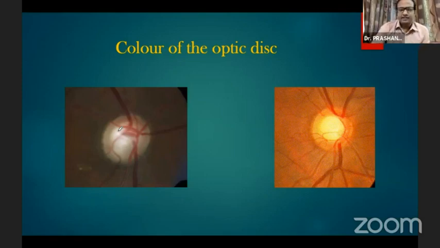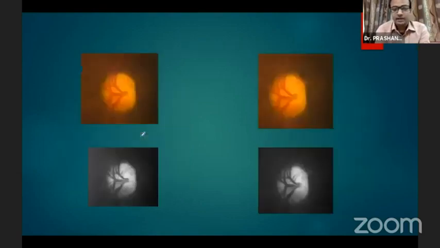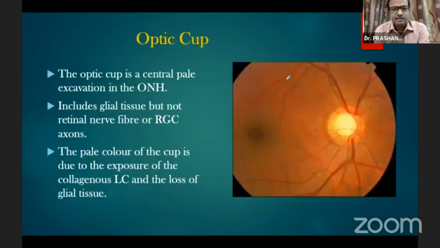According to Greenfield criteria, if you have significant pallor along with a significant drop in vision, you must do neurological imaging to rule out other causes of this pallor. This disc picture shows sectoral pallor here and in this area. This is suggestive of non-arteritic anterior ischemic optic neuropathy, and we must do neurological imaging in such cases.